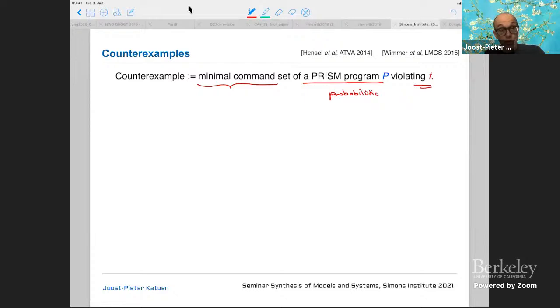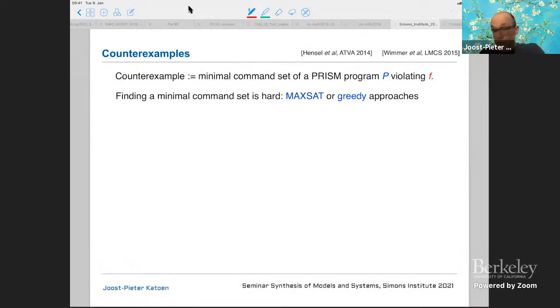Notice that we do not determine the counterexamples at the Markov chain level. We determine the counterexamples at the program level. I think that's an important asset of this technique. So this is a hard problem. So there are several techniques. For instance, you can use a max-sat approach, or you can use a kind of greedy approach to find these kind of counterexamples.